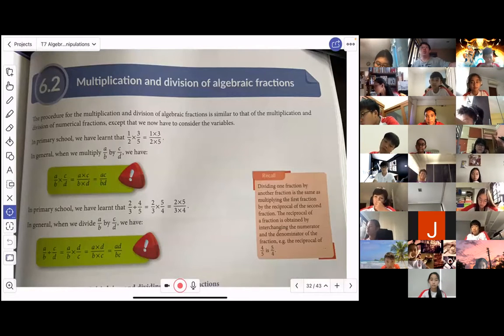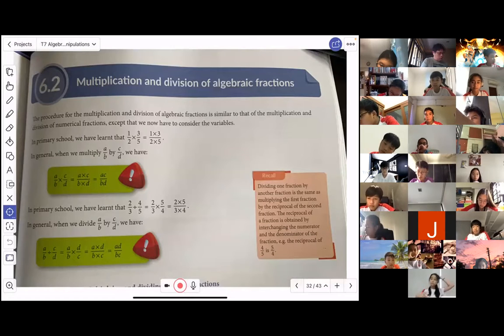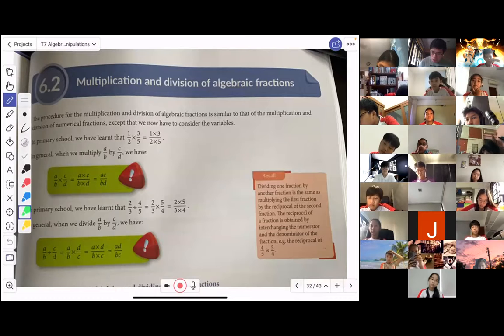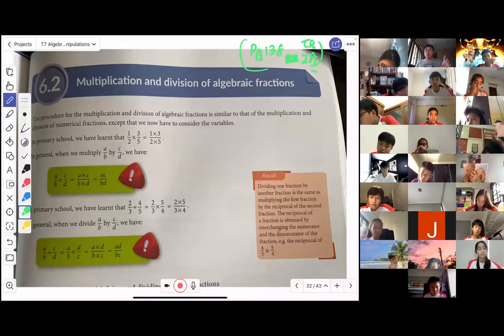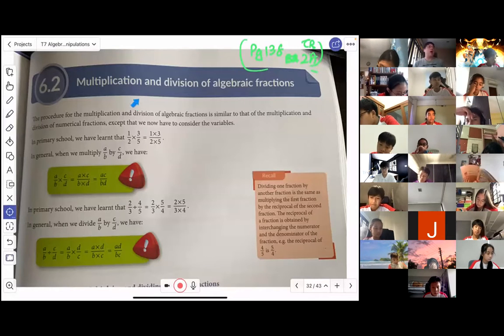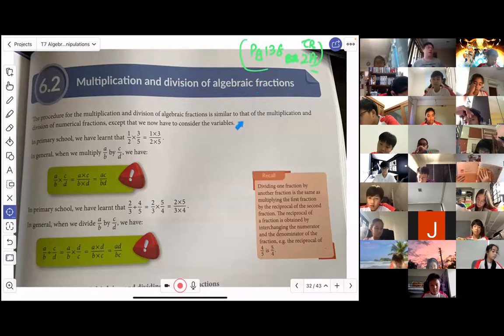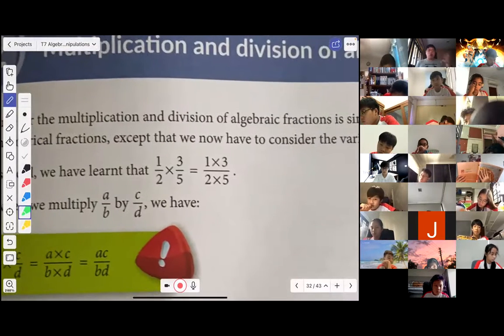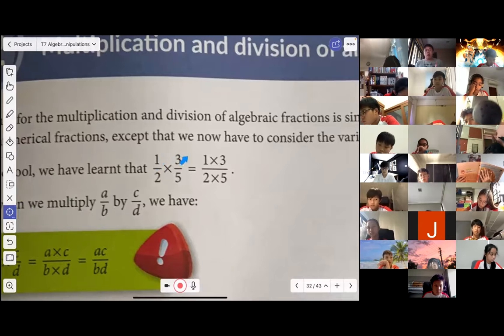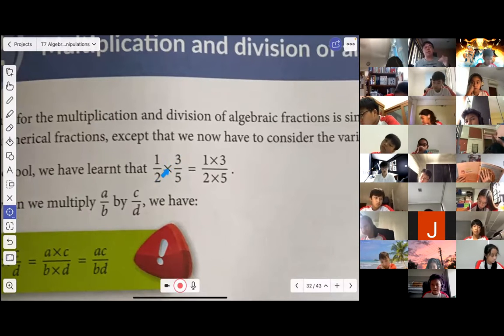So you can also see which part of the textbook I'm looking at. This is basically from page 138 of textbook 2A. When we multiply or divide algebraic fractions, let's say in primary school you learned, if I take 1 over 2 times 3 over 5, the top is multiplied by the top, the bottom multiplied by the bottom. Each level minds their own business. Am I right?